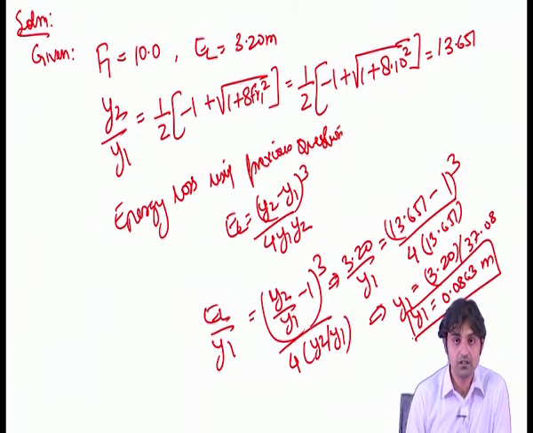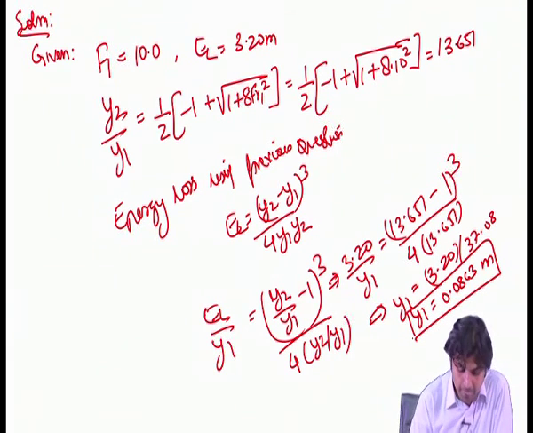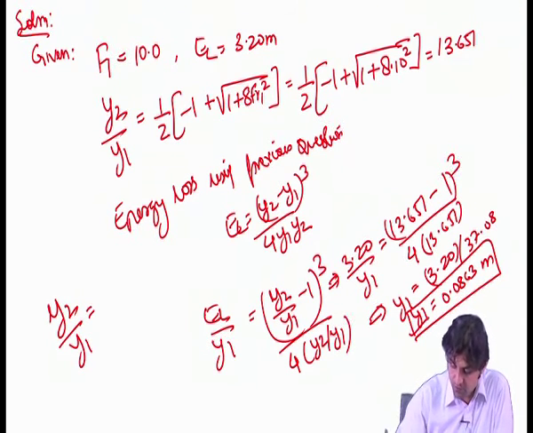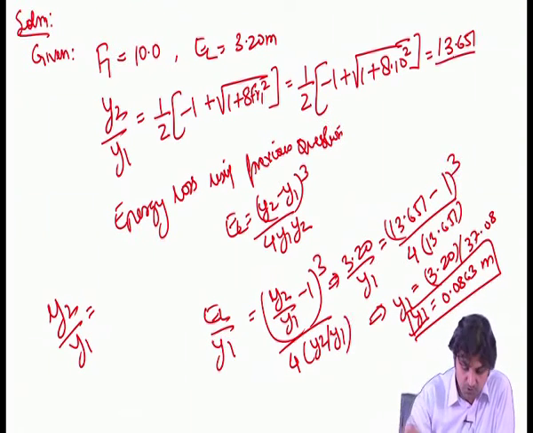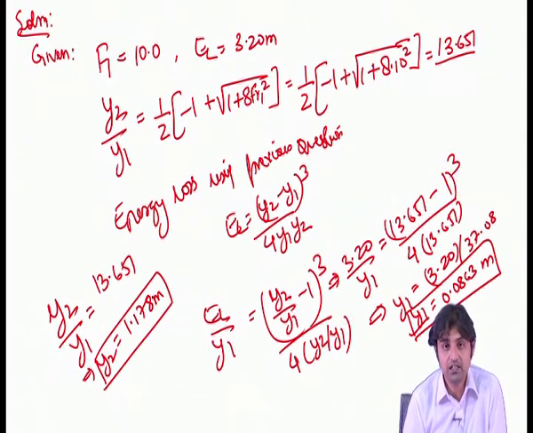All right. So y1 is 0.0863 meter. Now y2 by y1 we already know, we have found out y1. So y2 by y1 came out to be 13.651, which implies y2 is going to be 1.178 meters. So the water level is increasing.